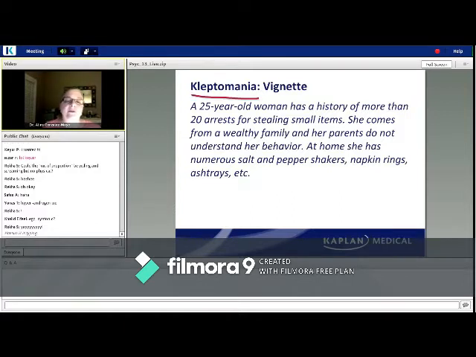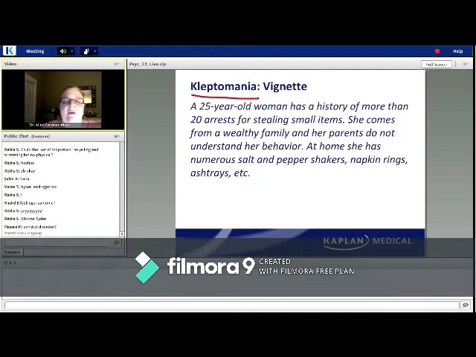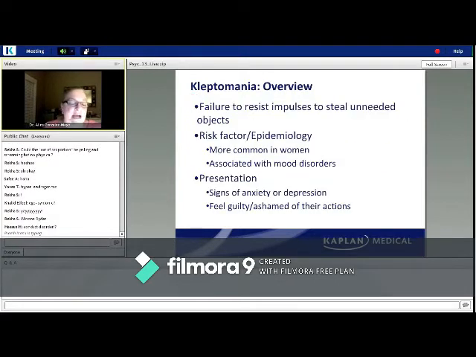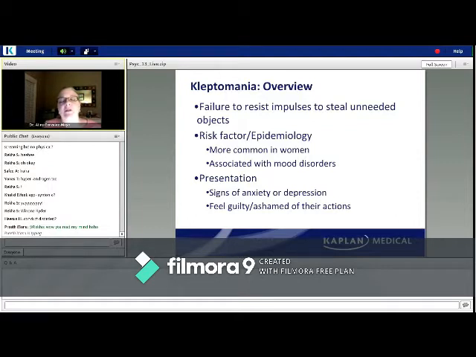Kleptomania. A 25-year-old woman has a history of more than 20 arrests for stealing small items. She comes from a wealthy family and her parents do not understand her behavior. At home, she's got numerous salt and pepper shakers, napkin rings, ashtrays. So you steal things that you don't need. Now, if you're hungry and you steal food, don't call it kleptomania, call it hunger, all right?